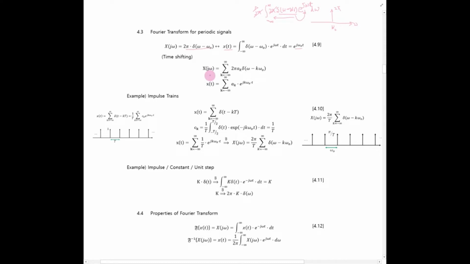Then, if X of j omega is an impulse spectrum, here it shows 2 pi times delta of omega minus k omega 0, and this is the coefficient. If this is omega, each one has magnitude 2 pi times a_k, with a delta function at k times omega 0. This is the k-th harmonic component, 2 pi times a_k. So this shows the harmonic components. In that case, we can take the inverse Fourier transform by the same technique as we have proved here.